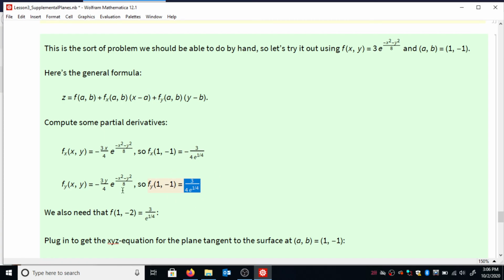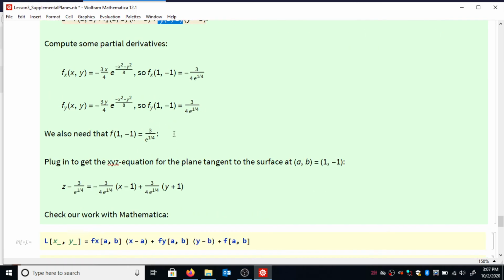but that's my next coefficient for my tangent plane. And then finally, I do need to find the z value when I plug in f of 1 comma negative 1, and here it is. So these are the three things that I need for my equation, right? I need this z value, I need this first coefficient, and I need this second coefficient, and I could plug it all in. And here's my xyz equation for my tangent plane to this surface.